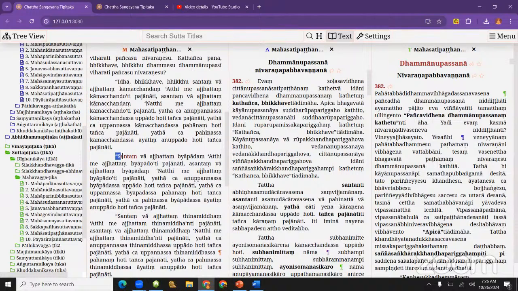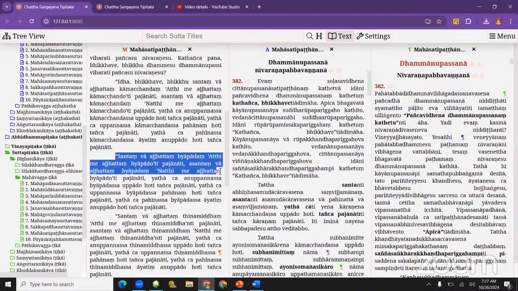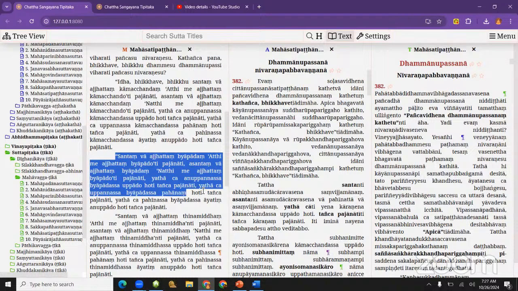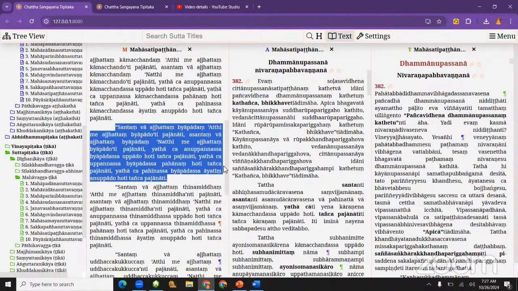Idha bhikkhave bhikkhu, santang va ajjatang vyapadang atthi me ajjatang vyapadoti pajanati. The way you need to understand. And asantang va ajjatang vyapadang natthi me ajjatang vyapadoti pajanati. Yathacha anupannassa vyapadassa uppado hoti tancha pajanati. Yathacha uppannassa vyapadassa pahanang hoti tancha pajanati. Yathacha pahinassa vyapadassa ayating anuppado hoti tancha pajanati. So in the same way Buddha gave the account. So we will move in this way.